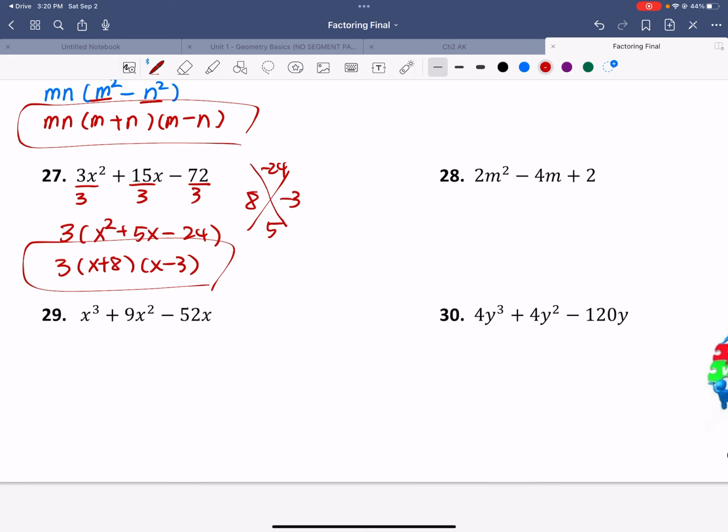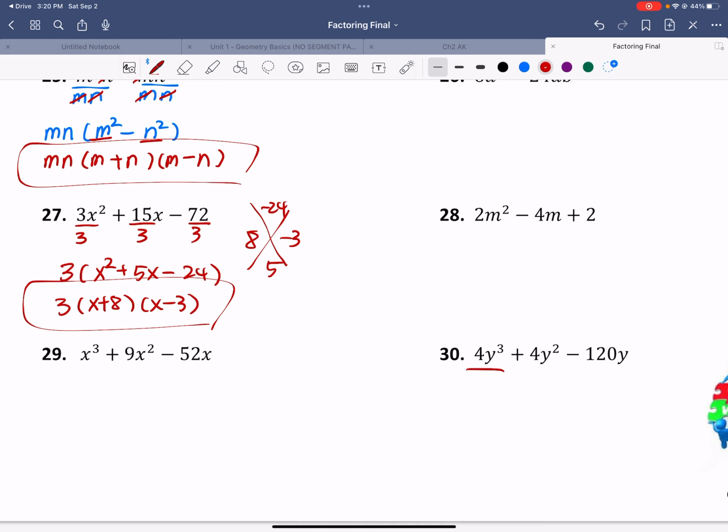If you have any question, just let me know. Just let me help you with this one. 4 is the smallest number, right? And every single one of these has a y, at least one y. So GCF is going to be 4y. Okay. So keep that in mind.